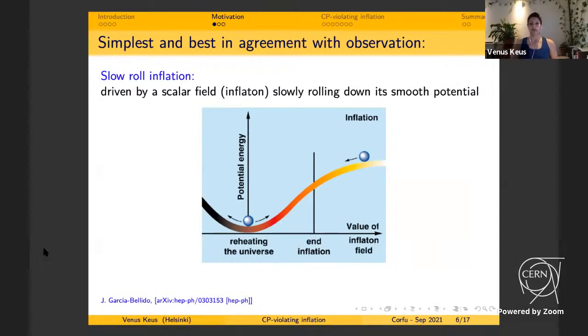which is, as we've heard many times today, one of the best motivated models of the early universe, the inflationary period that we have. And one of the, again, best in agreement with observation inflationary models is the slow roll inflation, which basically predicts a scalar field called the inflaton, which rolls down its smooth potential. And at the end of inflation, when the inflaton has arrived at the vacuum, it basically dumps its energy into the standard model particles during a period that is known as the reheating phase.